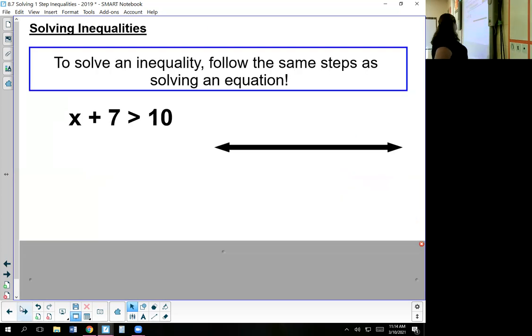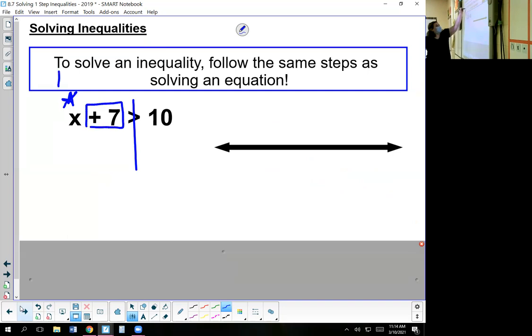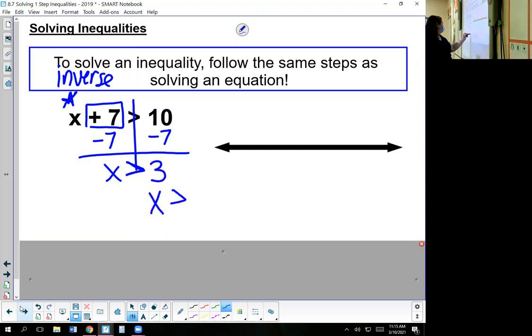Okay, last but not least, basic here, solving an inequality just like you solve an equation. So we're going to solve it just like I just showed you, and then graph it. So first thing you do, line down the inequality, and then remember letters like to be alone. So I need to use the inverse to solve. So subtract 7. X is greater than 3. So if x is greater than 3, it's going to be an open circle at 3.